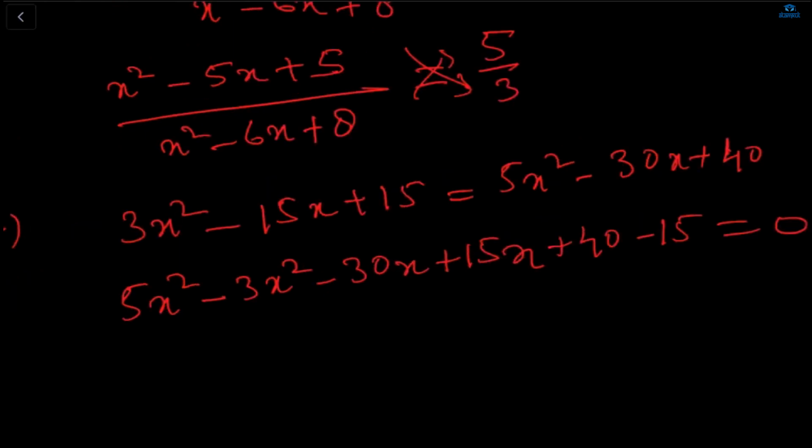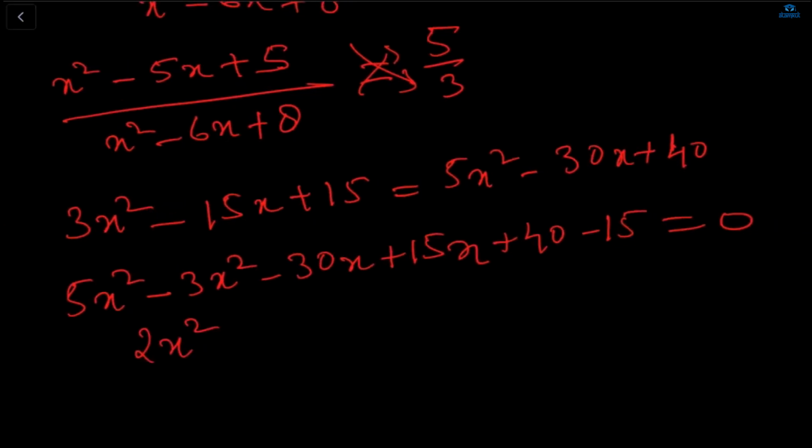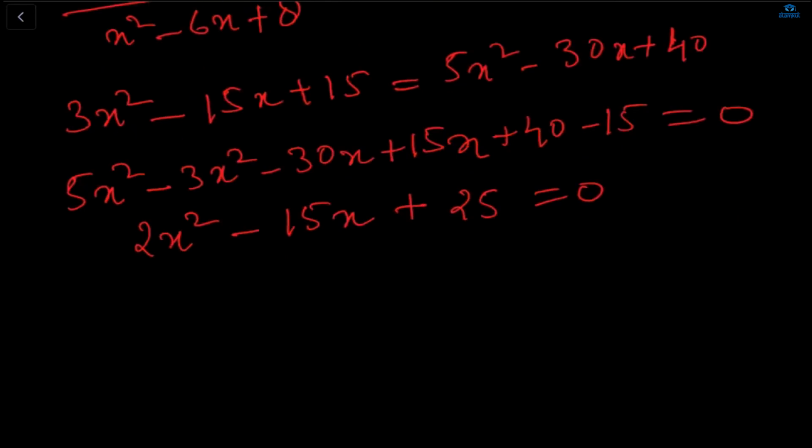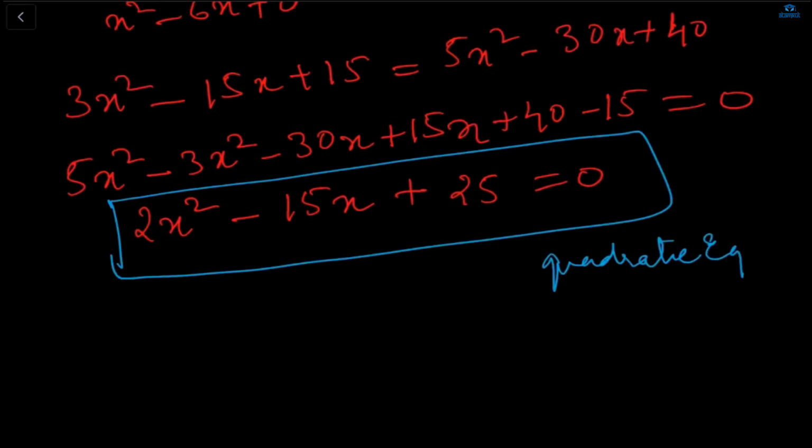Now if you subtract, you will get 2x squared minus 15x plus 25 is equal to 0. Now this is your equation, I think. So we have got a quadratic equation 2x squared minus 15x plus 25. Now we will see the factors here. This is your quadratic equation for factorization. After factorization, what will you get?